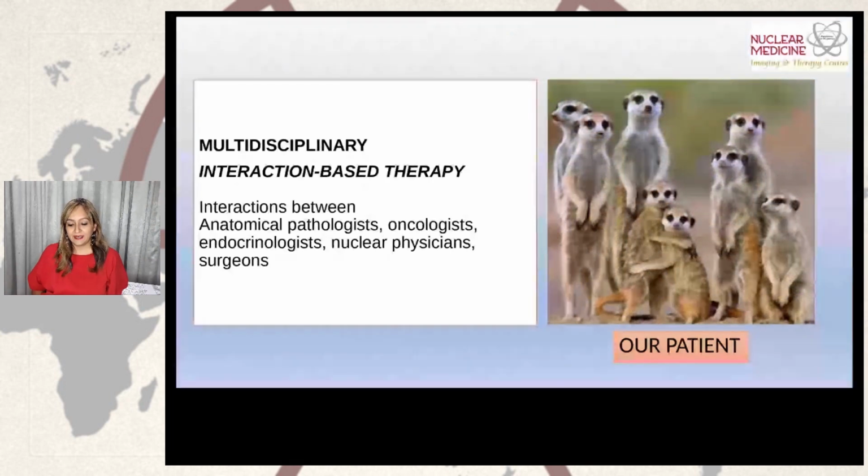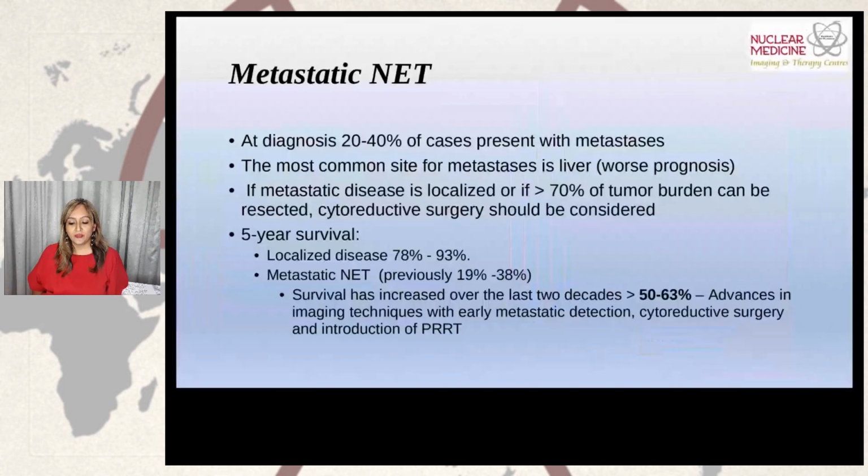Metastatic NET, on the next slide: at diagnosis, 20 to 40% of cases present with metastasis. The most common site for metastasis is the liver, which carries the worst prognosis. If metastatic disease is localized to a specific area, or more than 70% of the tumor burden can be resected, cytoreductive surgery should be considered.